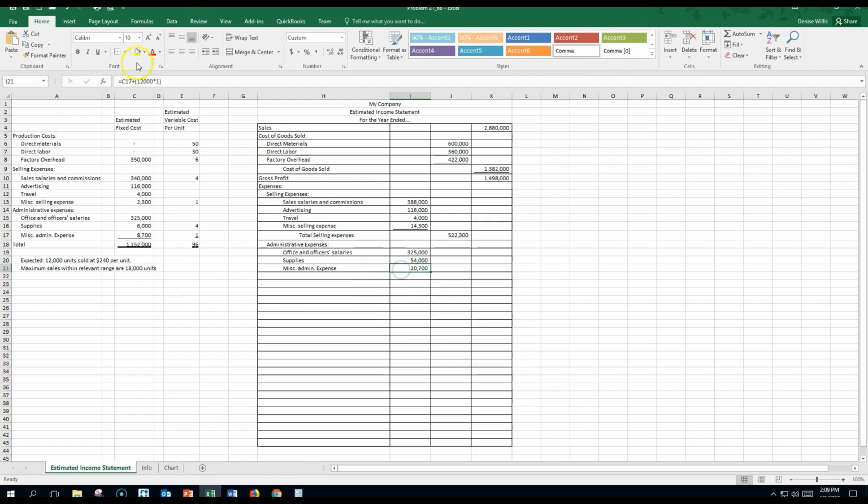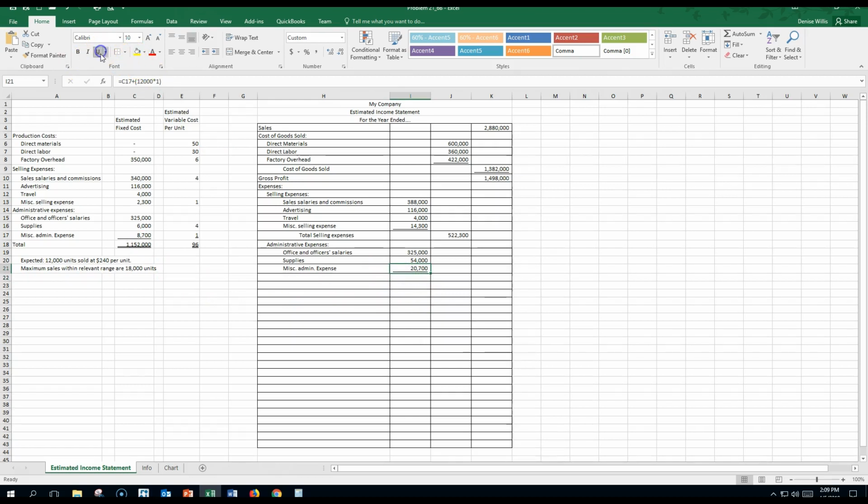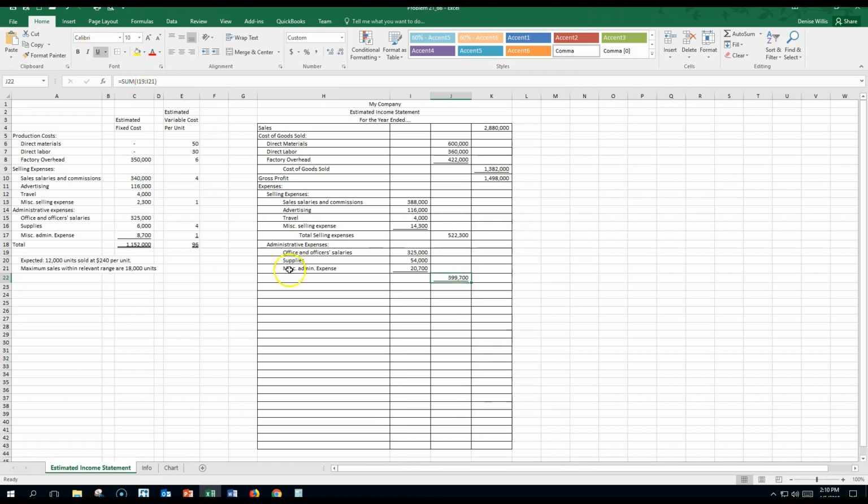We're going to get a sum of these numbers. Okay, now I have my total selling and administrative expenses. I'm going to add those up and get my total expenses. First, though, I do need a label here. Total administrative expenses.